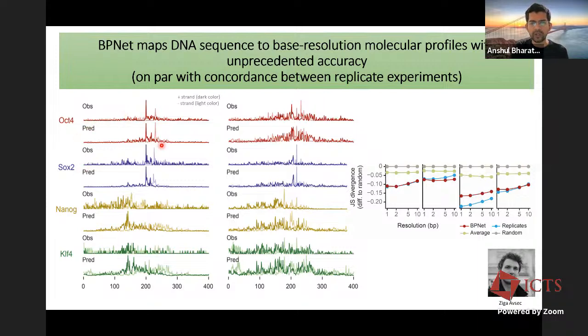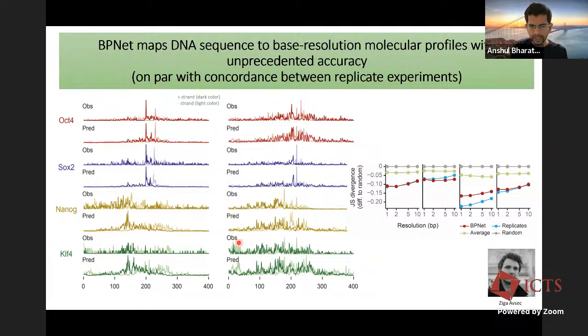You can see OCT4 and SOX2 show very nice, sharp binding profiles. NANOG shows kind of a fuzzy profile. KLF4 also shows kind of a fuzzy profile. And you can see the model makes pretty nice predictions. They match up quite nicely within this region.